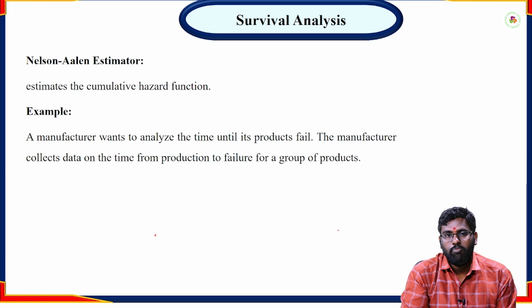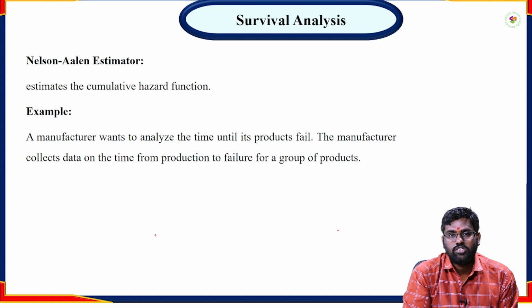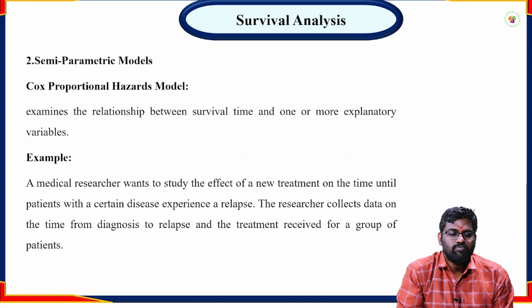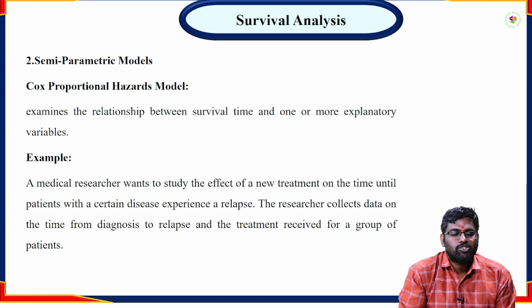An interruption occurring in the middle of a situation, or in the middle of using a product, is called the Nelson-Aalen estimator. Coming to the next one, the semi-parametric model. Semi-parametric means half of the part, that means only partially parametric models. The first one is the Cox proportional hazard model.